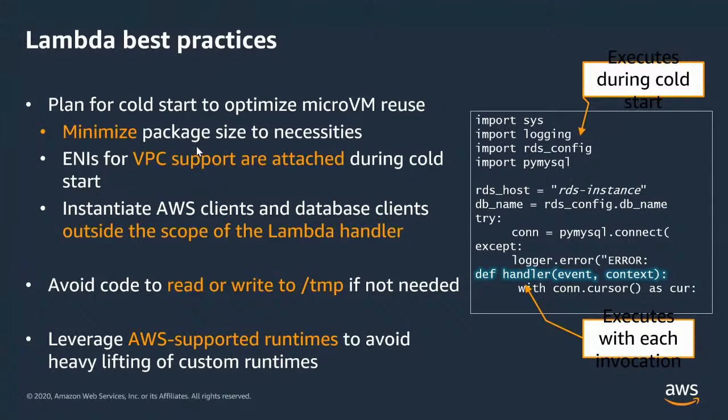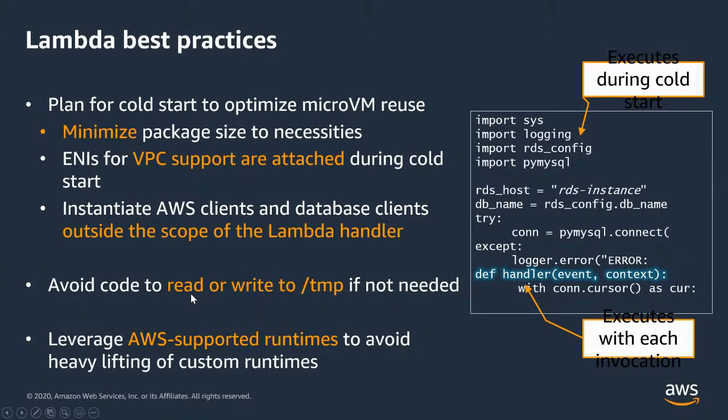Then you want to instantiate AWS clients and database clients outside the scope of the Lambda handler. So in this case, for example, when you execute during a cold start, and if this is your code, if you move this connection outside of the handler, it will ensure that it is initiated when the Lambda runtime is started, and then the runtime will keep that connection up, so that you can then do the next invoke, and it doesn't have to re-instantiate a connection to your database, for example.